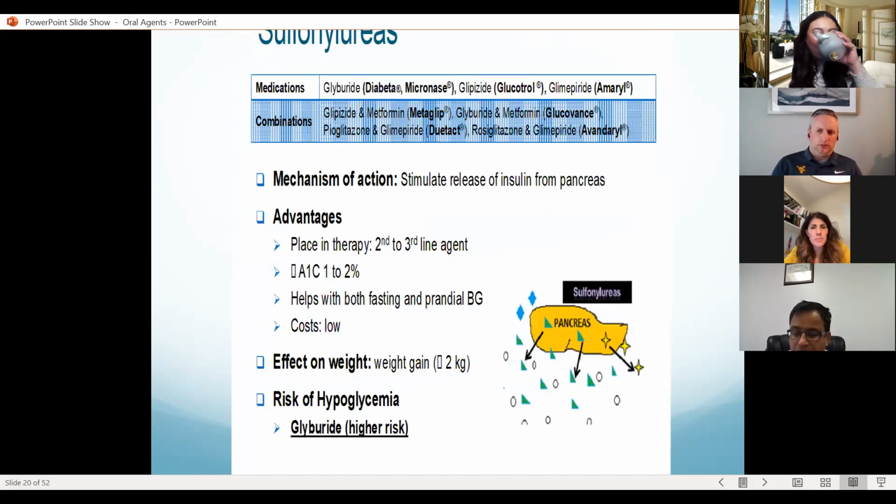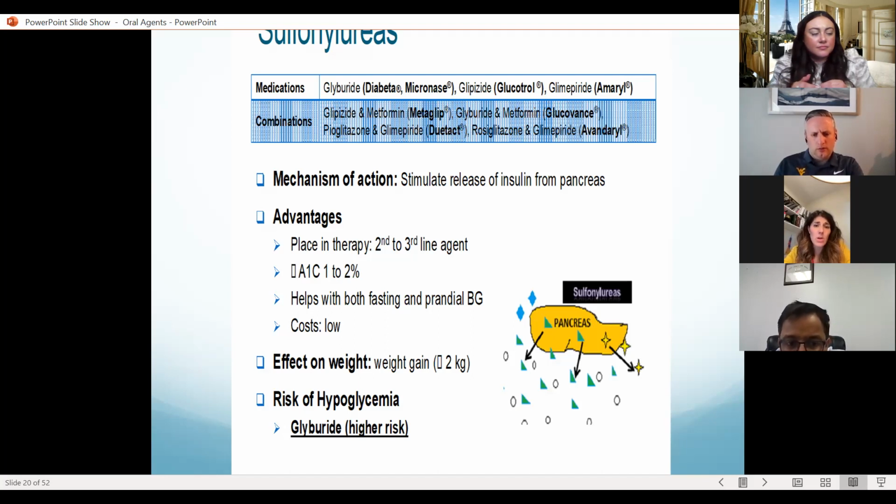Next slide, please. So sulfonylureas: these work to stimulate the release of insulin from the pancreas. Its place in therapy is as a second to third line agent, and I think that's mainly because of the cost. But as far as the benefit and efficacy of the drug, I would place it lower in therapy. If I had my way, I wouldn't use sulfonylureas at all. I don't like them very much as drugs, but I think we are confined to having to use them in some patients because they're so cheap.